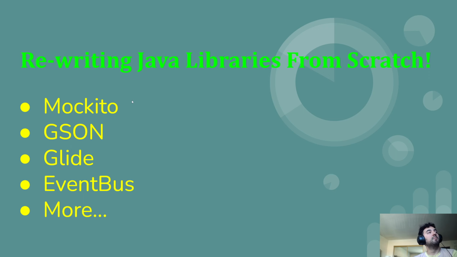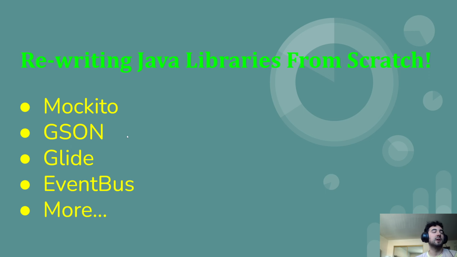So, for instance, Mockito, GSON, and Event Bus, they all use annotation processing. So we're going to use Java Poet along with the annotation processing. It's going to make more sense when we do it. Glide doesn't use any annotation processing, so we're not going to need that for Glide. But for the other three, we are going to use Java Poet and we're going to use annotation processing.